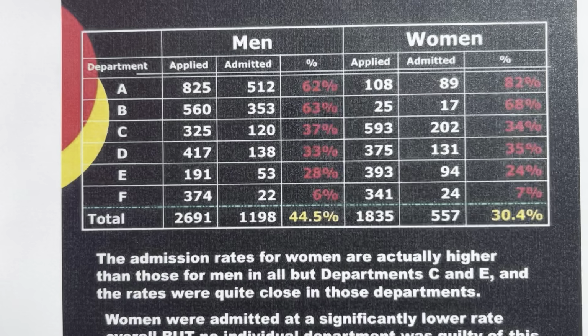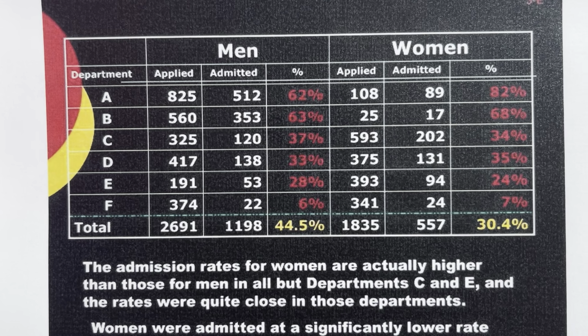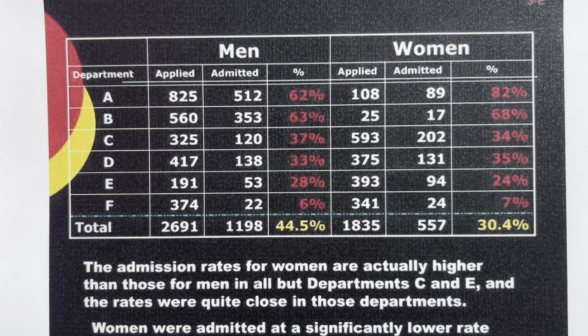However, when you broke it down by departments, Department A accepted a higher percentage of women, 82 to 62. Department B accepted a higher percentage of women, 68 to 63. Department C did have a slightly higher percentage of men, 37 to 34. Department D had a slightly higher percentage of women, 35 to 33. Department E, also a slightly higher percentage of men, 28 to 24. And Department F, slightly higher women, 7 to 6.